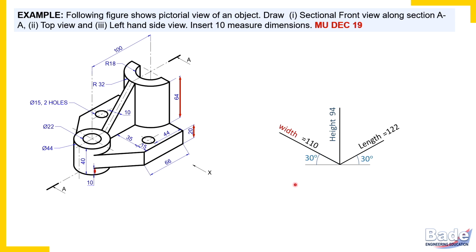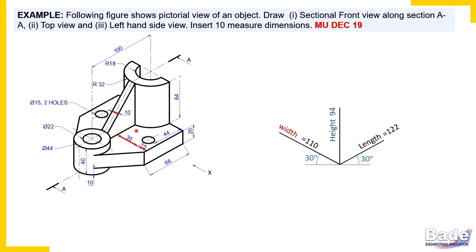Now check the width of the object. All dimensions parallel to width. So check here 15 millimeters plus 35 millimeters, that is 50. And then the thickness of this plate is 10 millimeters. So 50 plus 10, that is 60 millimeters. But then it is a symmetrical object.